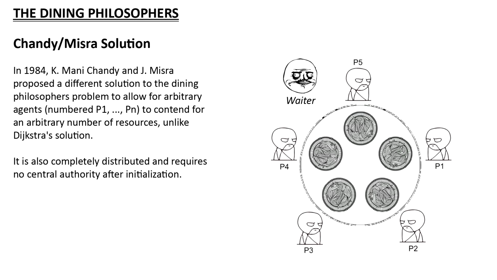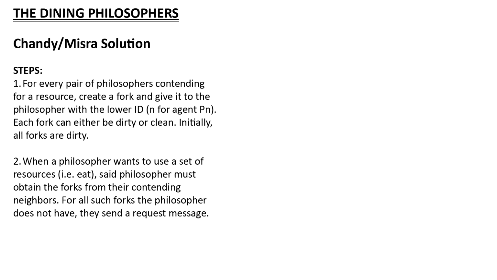Now we will talk about the Chandy Misra solution. In 1984, K. Mani Chandy and J. Misra proposed a different solution to the dining philosopher's problem to allow for arbitrary agents to contend for an arbitrary number of resources, unlike Dijkstra's solution. It is also completely distributed and requires no central authority after initialization, meaning there's no need for an arbitrator or a waiter. Here are the steps for the Chandy Misra solution.